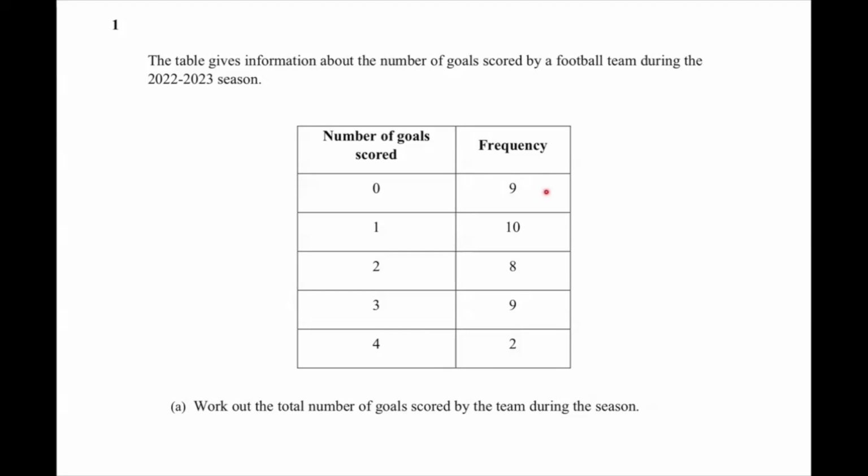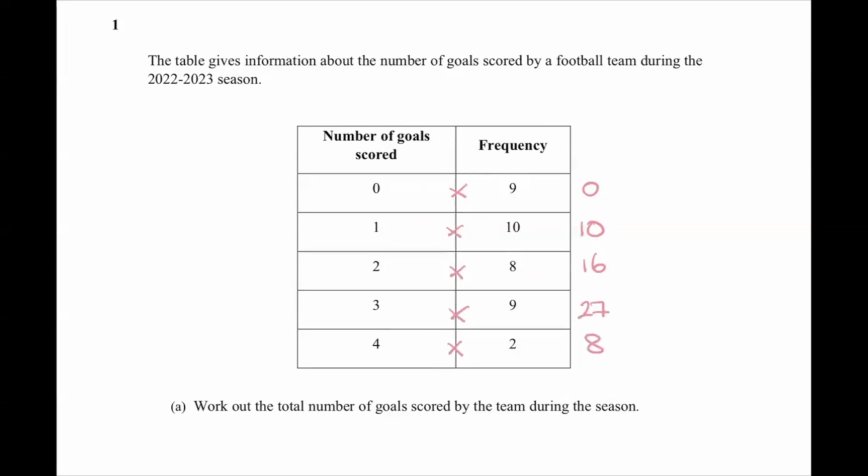So, for example, this first row is saying that they played 9 games and they didn't score anything. So, total number scored 0. The second row, they played 10 games and they got 1 goal in every single game. So a total of 10 goals. The next one down, 8 games were played, but they scored 2 goals in each one of those games, which means a total of 16. And what's happening is that these are being multiplied together to get those answers.